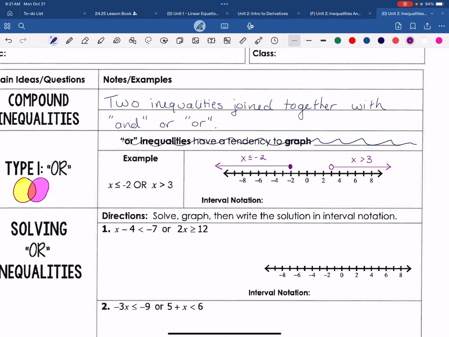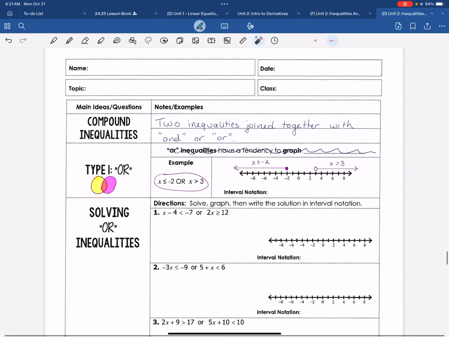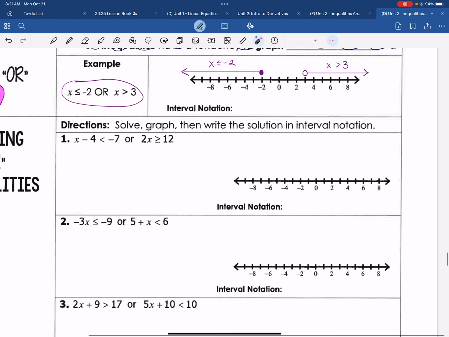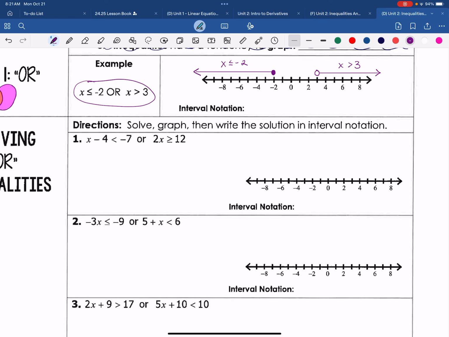If I asked you for a number that was true for this situation, you could give me a number from either one of these sets and that would be true. You could say -5, that would work because that's less than -2. You could say 8 and I would say, yep, that works because that's greater than 3. As long as it's in one of these two solutions, this solution or that solution, it is a solution to this inequality. So let's take a look at what that looks like in solving inequalities. Notice these are all ors. I'll show you what the and one looks like next.